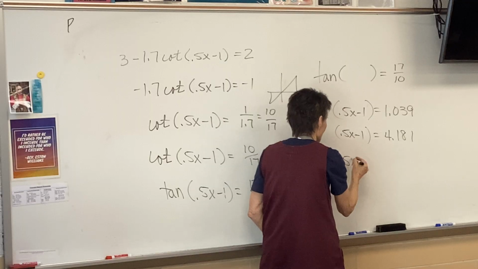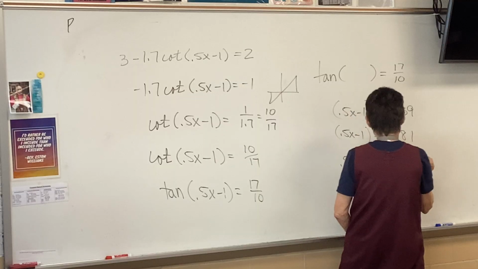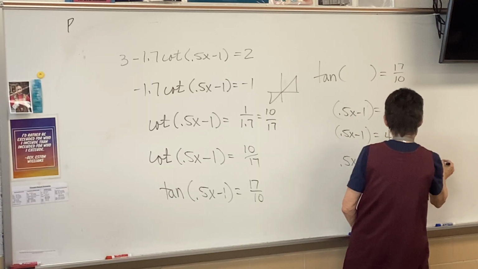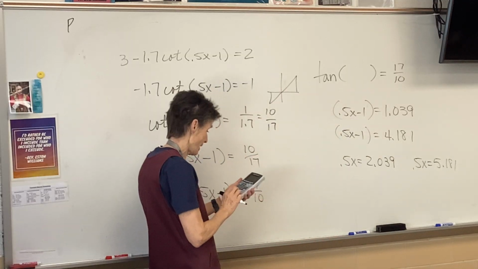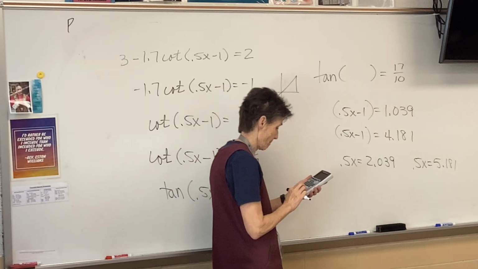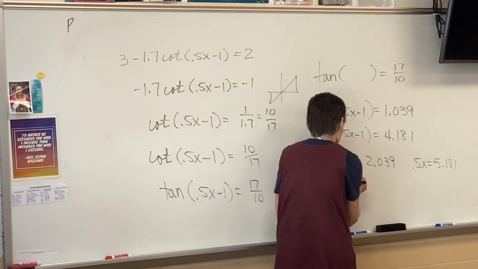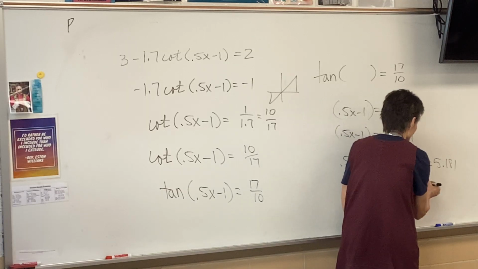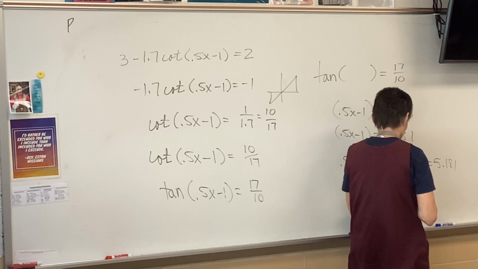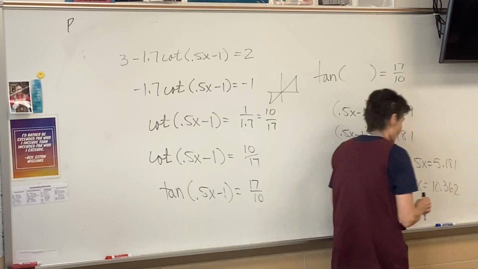So 0.5x equals 2.039 and 0.5x equals 5.181. And then I'll divide by a half. I got, for this one, 4.078, and for this one, I got 0.362. How does that look to you, okay?